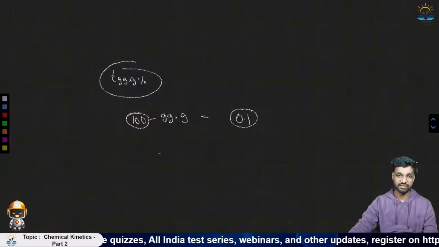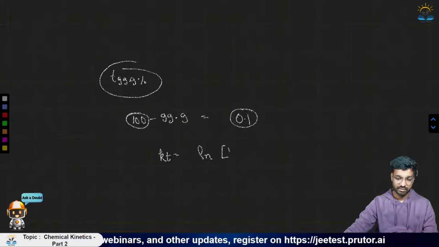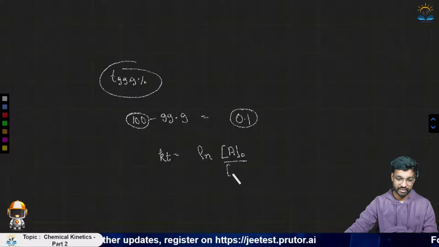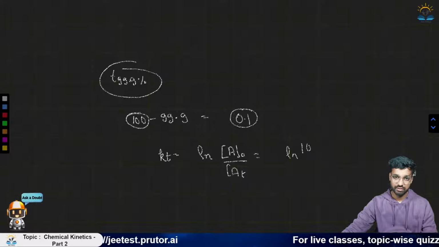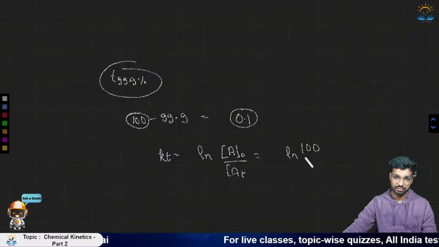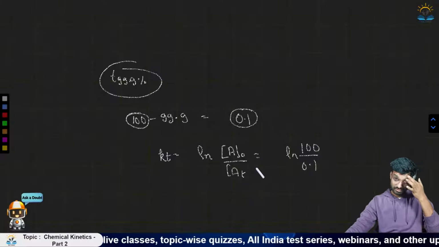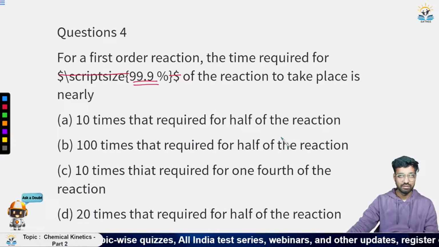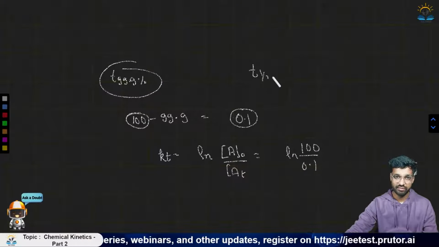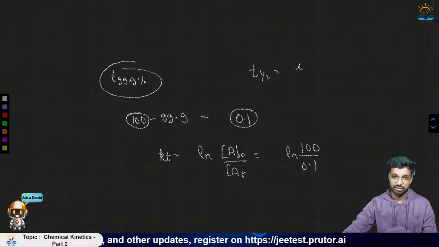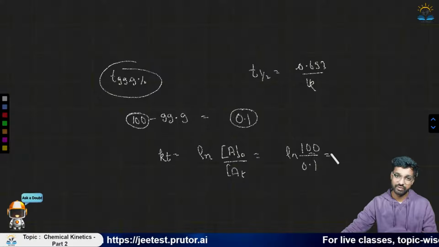Now what else is said here? It is a first order reaction. So if you take this equation, which is k t = ln A naught by A t, and put these values, it will give you 100, that is initial, by 0.1. You will get this value. Now what else is given? We have to compare it with the T half. What is the value of T half? It is 0.693 by k.